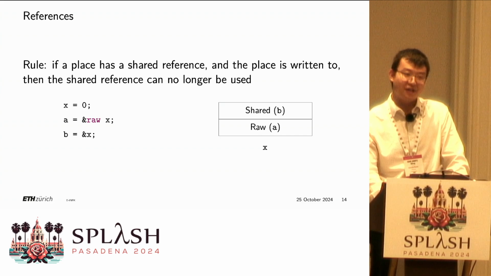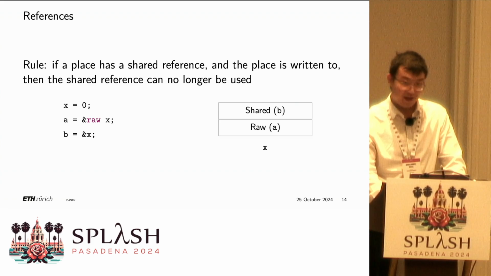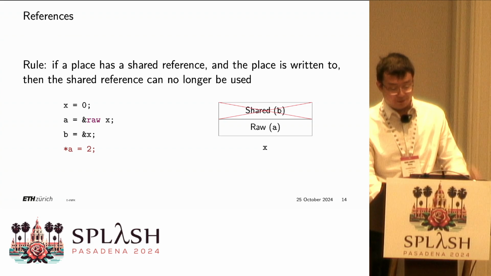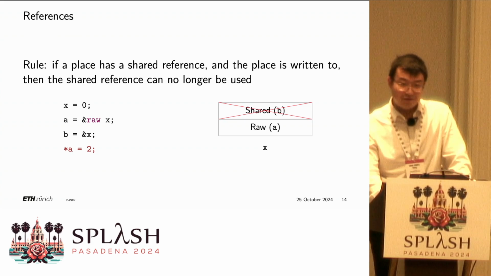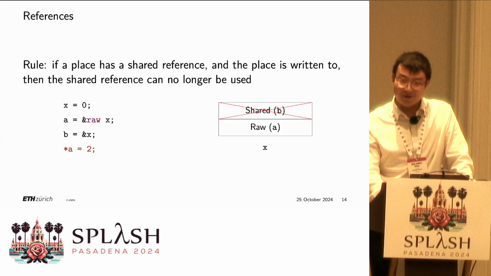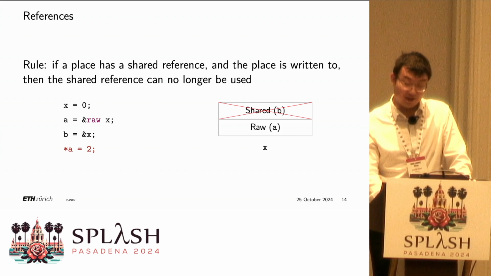So right now we can generate a statement that dereferences either A or B. But if we were to then generate a write by dereferencing A, then everything above A's entry in the stack is invalidated, preventing B from being used later.